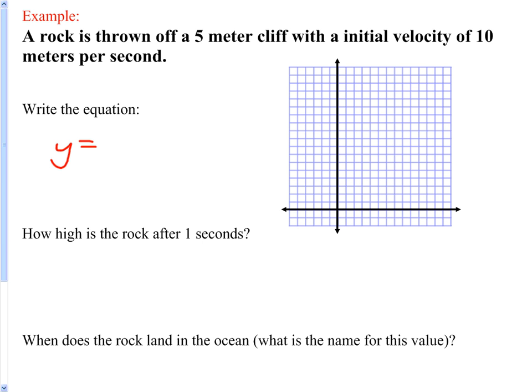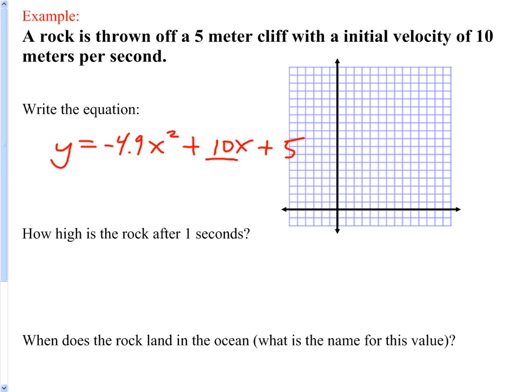And then, how do we always start? Negative 4.9x squared. That takes care of our gravitational constant and that little 1/2 at the beginning. Then we always add in the velocity right here. So what is it? 10x. And then we always add where we started. 5. So now you've written the equation for this.